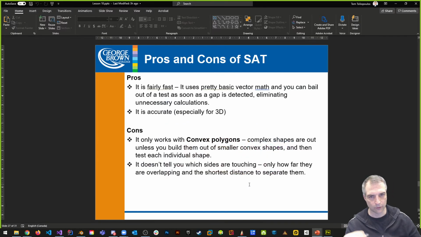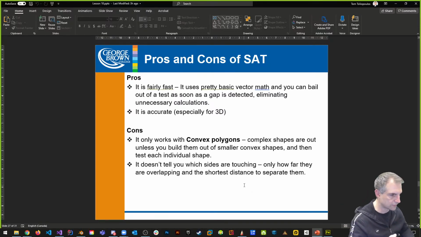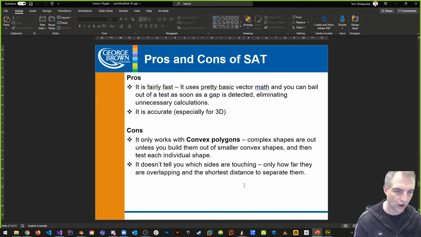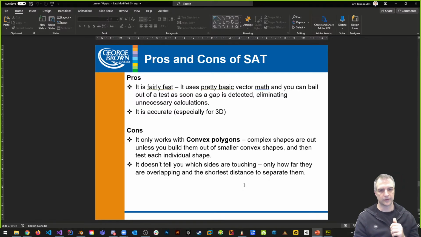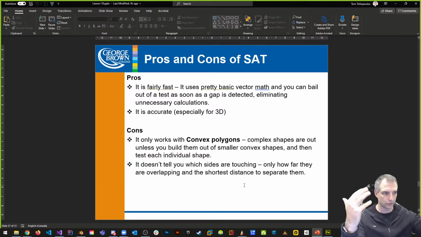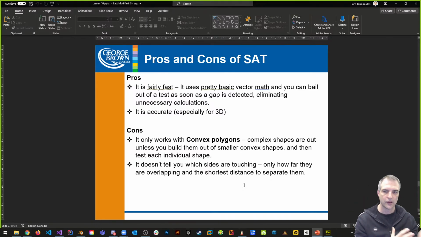The great thing about separating axis theorem is it's super accurate, because it doesn't matter whether you're using axis-aligned bounding boxes or object-aligned bounding boxes. What it's going to do is find if there's an axis that I can draw between the two shapes, and then I'm good to go. That's what I'm trying to do. On the upside, it's pretty fast, relatively similar to AABB style collision detection, because all we're doing is projecting down onto an axis, finding a normal, and we're good to go. It is super accurate, especially for 3D, and this is where we use separating axis theorem the most, in 3D collision detection.